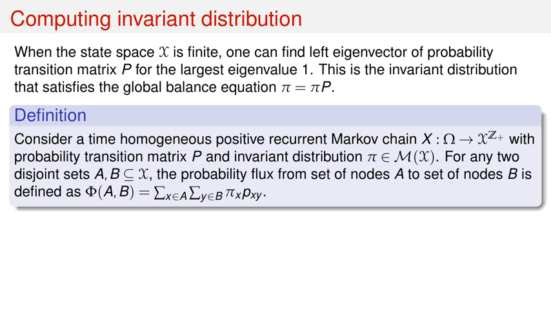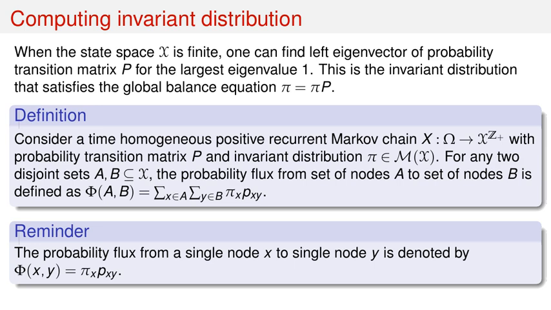Let's define probability flux. Consider a time homogeneous positive recurrent Markov chain X from Omega to script X raised to Z plus, with probability transition matrix P and invariant distribution pi in script M of script X. For any two disjoint sets A and B, which are subsets of script X, the probability flux from the set of nodes A to the set of nodes B is defined as phi of AB, which equals the sum over x in A of the sum over y in B of pi_x times P_xy.